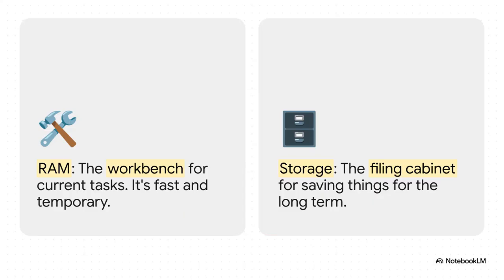Now, to do all that work, the CPU needs a workspace. And this is where two terms you've definitely heard, RAM and storage, can get a little confusing. The absolute best way to think about it is like this. RAM is your workbench, holding all the tools and parts for the project you're working on right now. Storage, on the other hand, is the big filing cabinet where you put everything away when you're done.